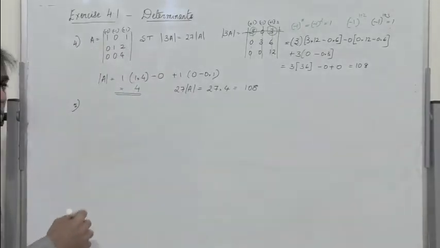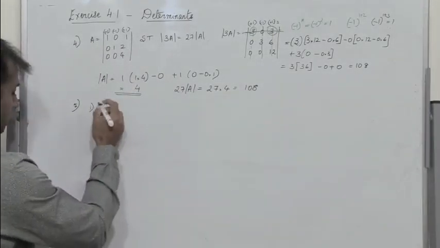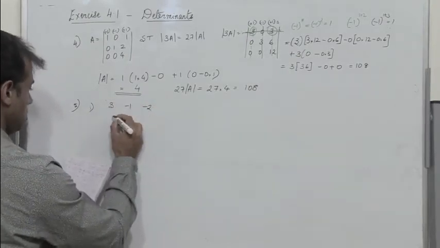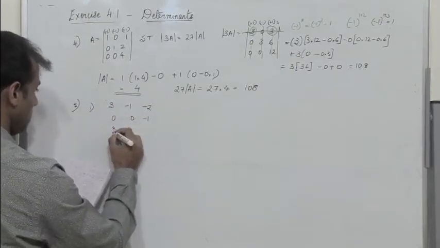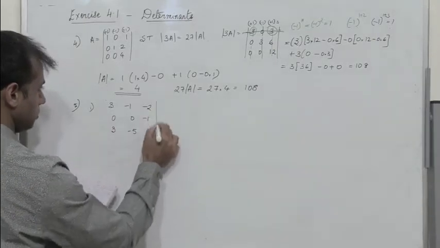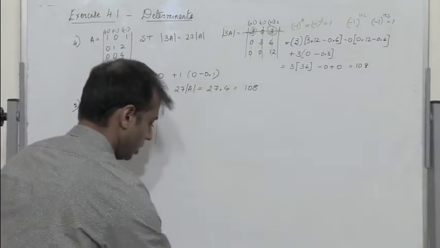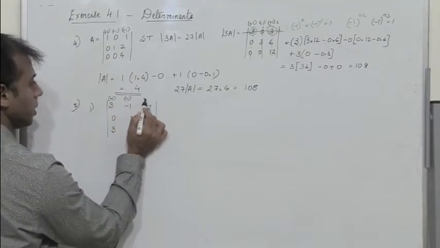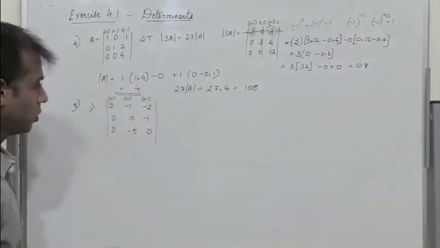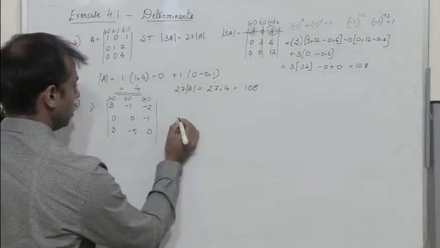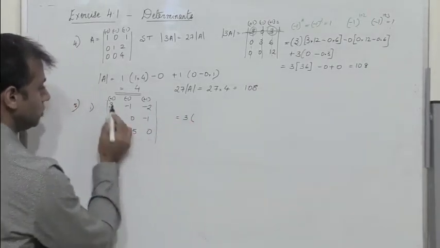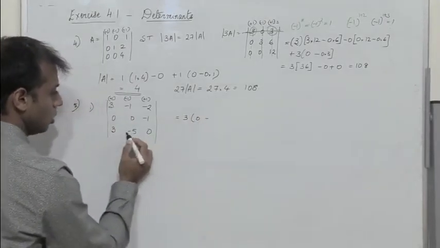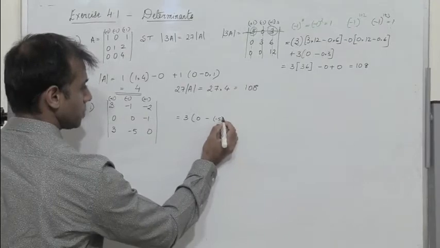So we need to find the determinant values. So there are 4 determinants given. So I have 3 minus 1 minus 2, 0 0 minus 1, 3 minus 5 0. So let me write on top plus 1 minus 1 plus 1 so that it becomes easier for me when I take the determinant value. So this is 3 into, leave the first column and the first row, 0 into 0, minus of minus 5 into minus 1.